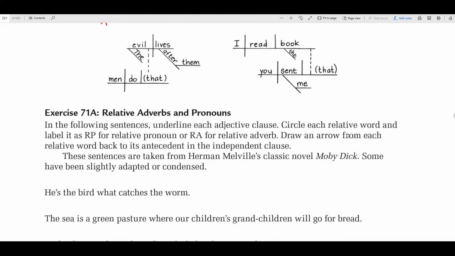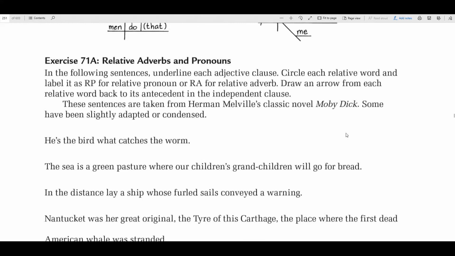Okay. So let's look at 71. Relative adverbs and pronouns. In the following sentences, we're going to underline each adjective clause, circle the relative word and label it as RP for relative pronoun or RA for relative adverb, and draw an arrow from each relative word back to its antecedent in the independent clause. These sentences are taken from Herman Melville's classic novel, Moby Dick. Some have been slightly changed.